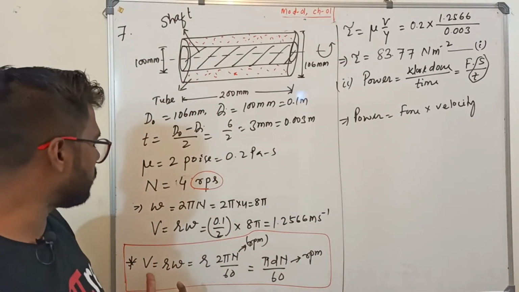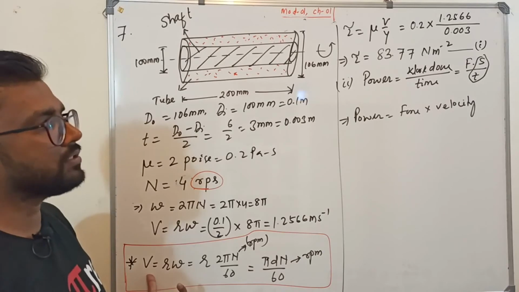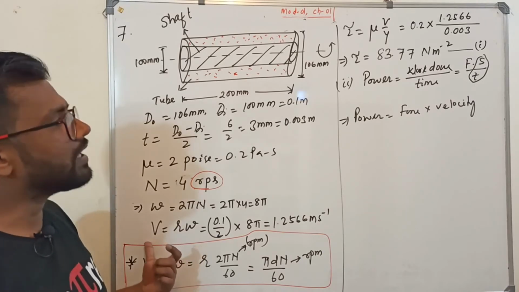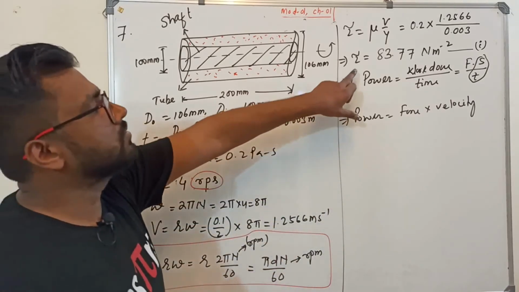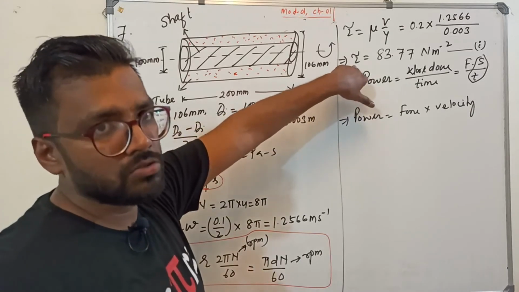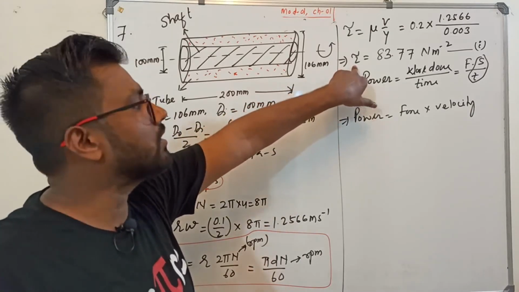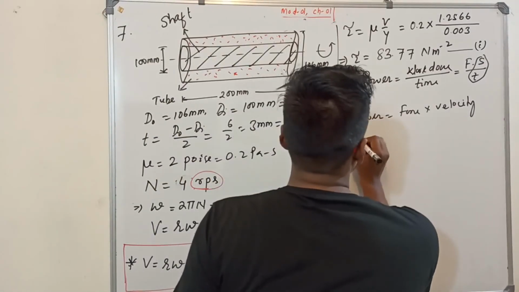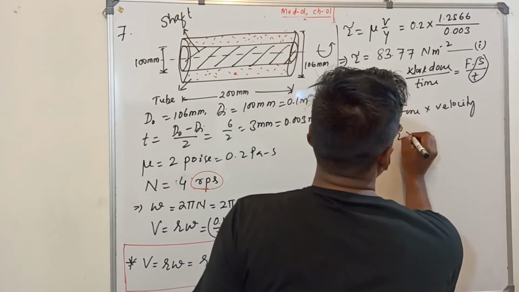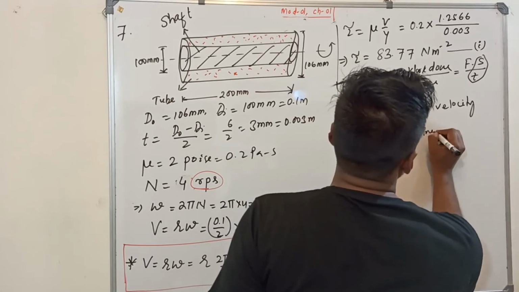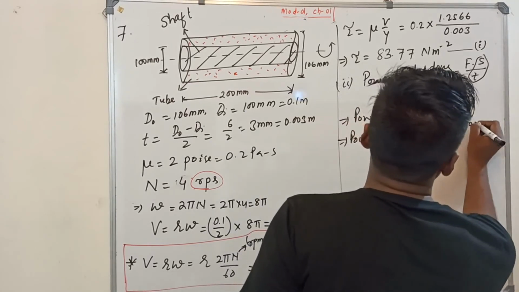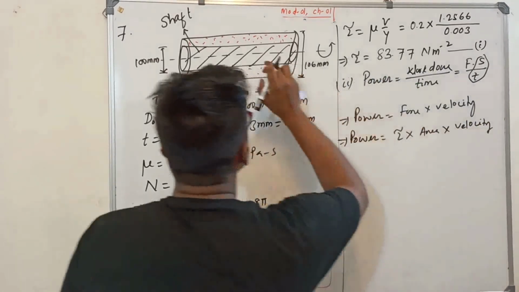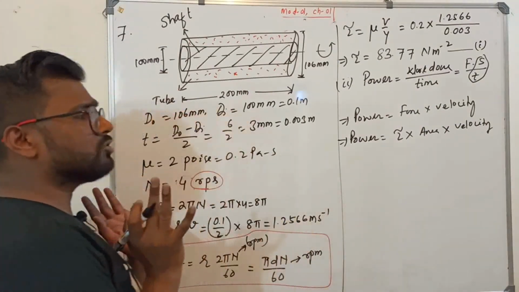Already you have calculated the velocity. Already you know the tau. So what you need to calculate? Force. Tau into area is the force. So this implies power is equal to the shear stress into the area multiplied by the velocity. So which area will you use? It's a cylindrical shaft, so we'll use pi by 4 d square.